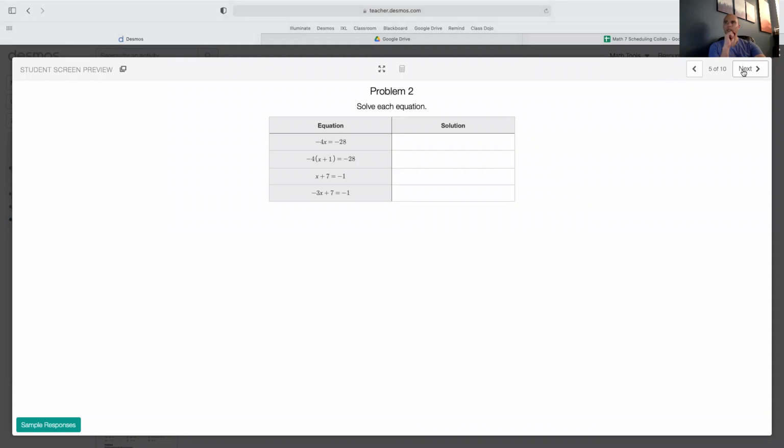Solve each equation. Okay. No big deal. I'll write them all out for you. I'll use a different color on each one. I'll do them all in different spaces here.